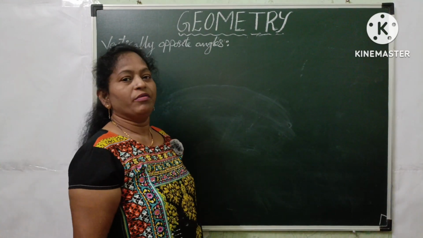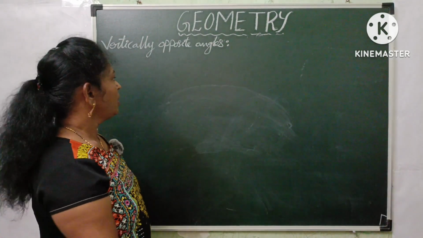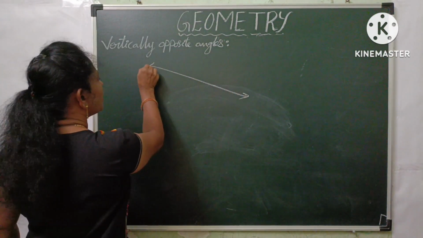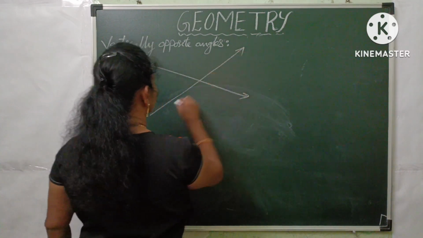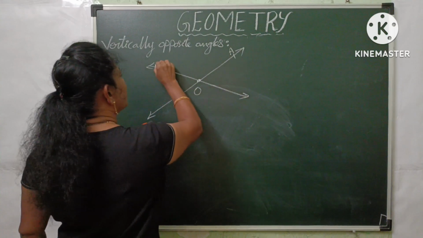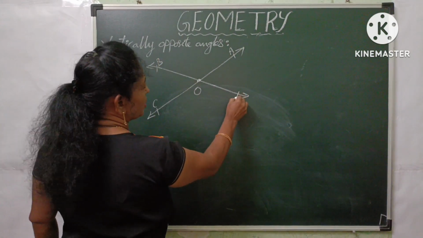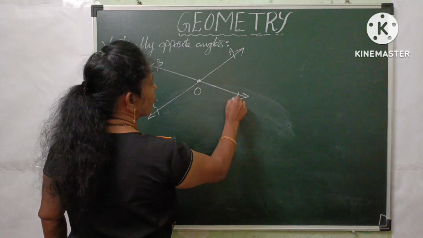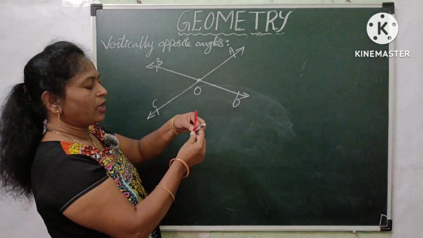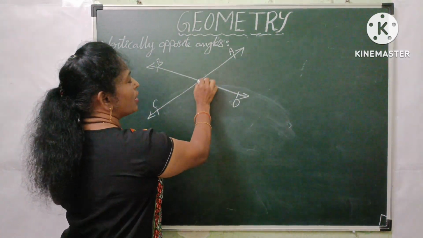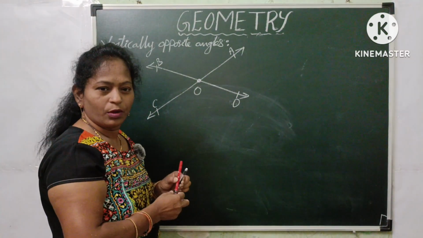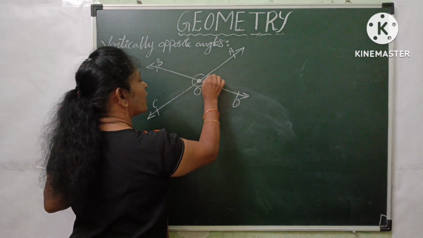Next one is vertically opposite angles. Here vertically opposite angles means two lines are intersecting at one point. Suppose the initial point is O, and here A, B, C and D. Here two lines are intersecting at one point. Then OA is one ray, OB is another ray. Here these are the four rays. Okay, so then it forms four angles.